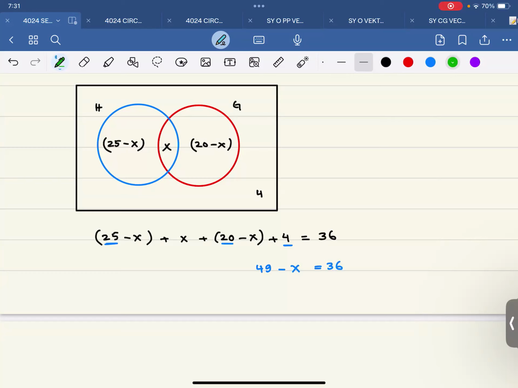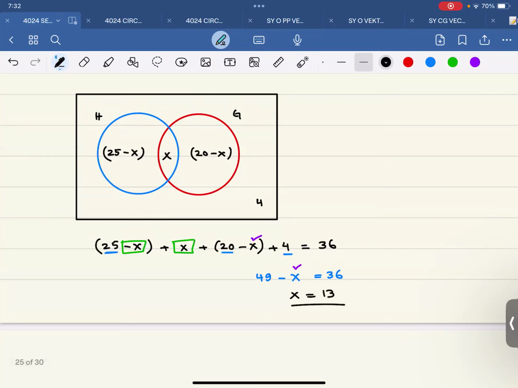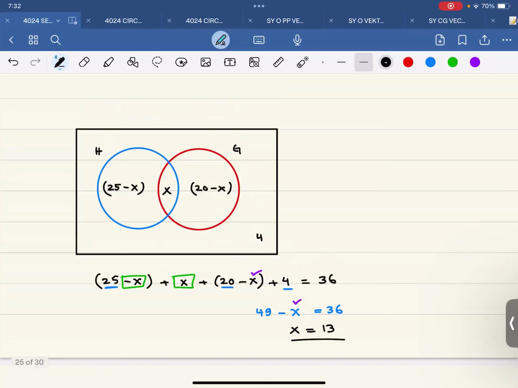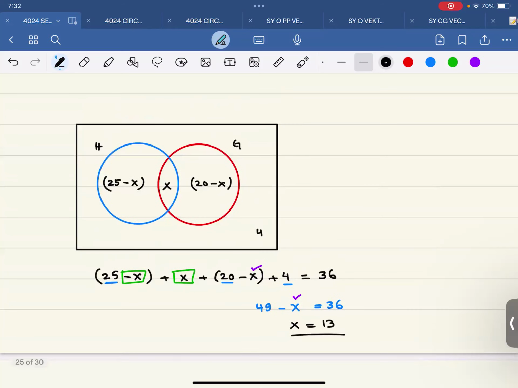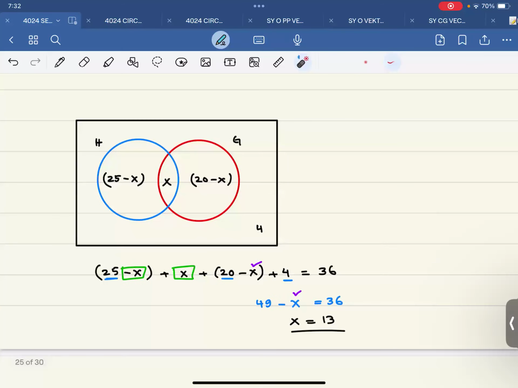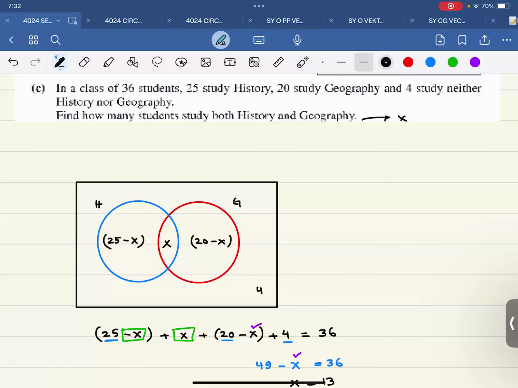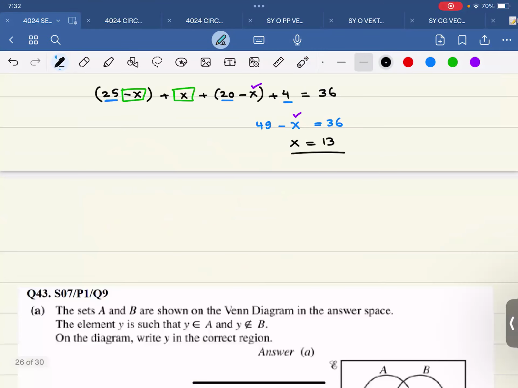This negative X, this positive X gets cancelled. This negative X is this one. So therefore, the difference between 49 and 36 is 13. X comes out to be 13. These are the number of students who study both history and geography. How many students study both history and geography? That is X, and the value of X is 13. So this part is done. Now, why don't you go ahead and try this one, slightly different. Let's see how it goes.